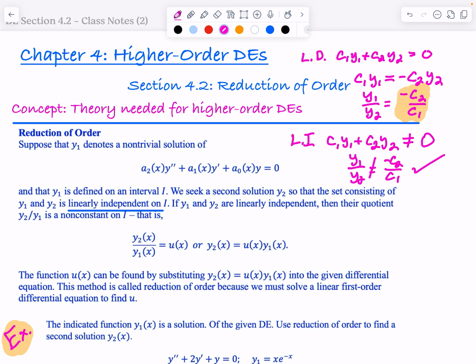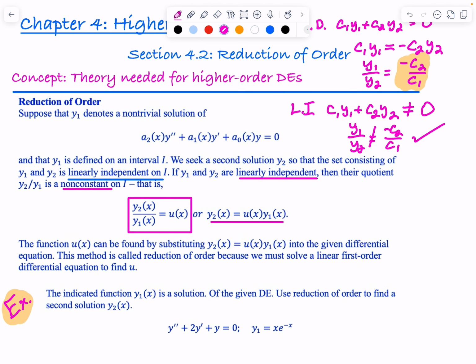Well, if I know that that's never true, then if they're linearly independent, their quotient will be a non-constant. Think about that. If they don't divide to a number, then the x's are still there. There's a function. So using that statement, that I can divide these two functions and I don't get a number, I get a function, I can divide or multiply both sides by y1, and we have this new solution, as long as y1 and y2 are linearly independent.